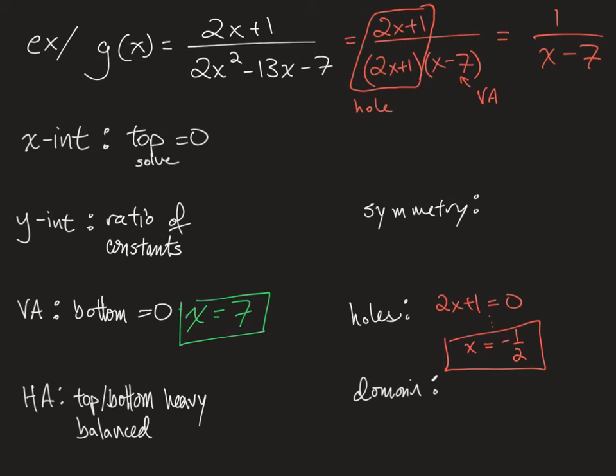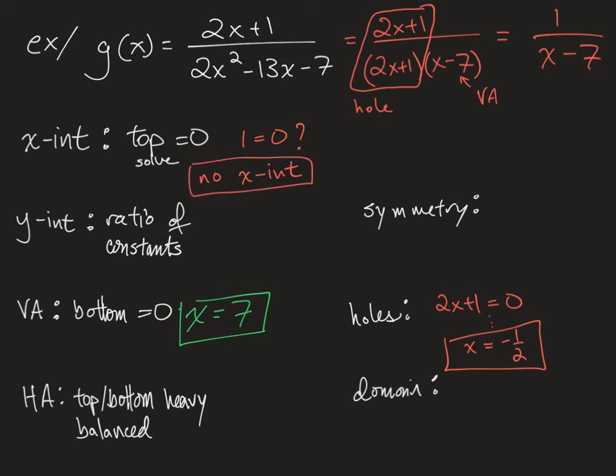The x-intercept is when you set the top equal to 0. So top equal to 0 is now 1. And if you set 1 equal to 0, that doesn't make any sense. 1 does not equal 0. This would mean there is no x-intercept. All right, so there is no x-intercept.